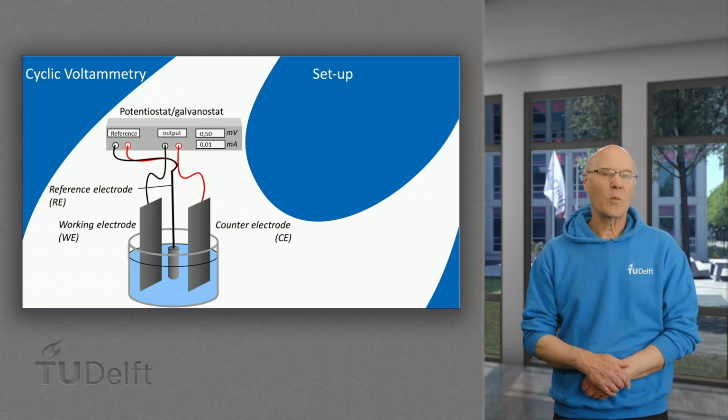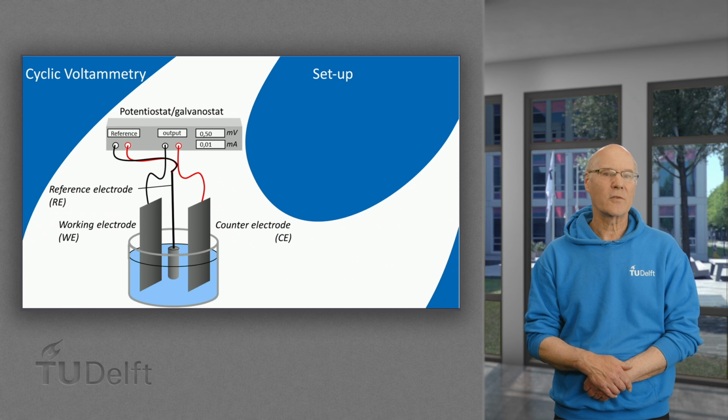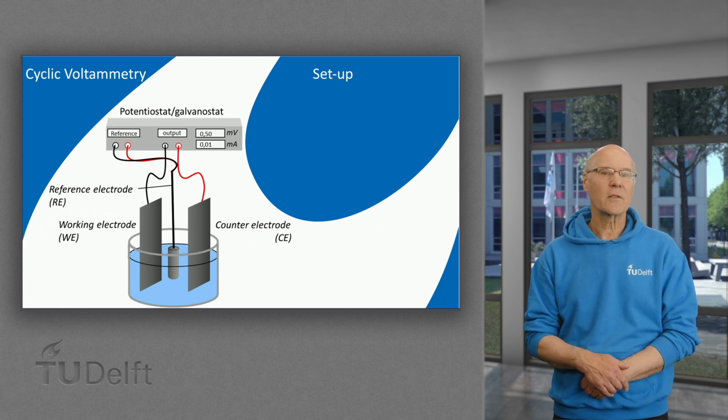The materials that we would like to analyze are typically put on the working electrode, and the current is then measured of electrons coming from or going to the counter electrode. The actual voltage is measured towards a reference electrode to allow comparing the results with other materials.